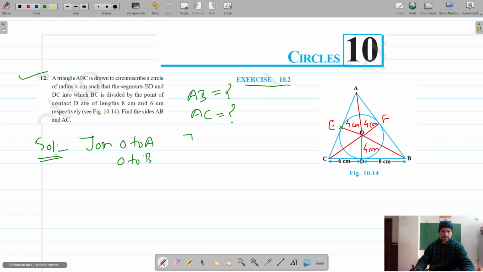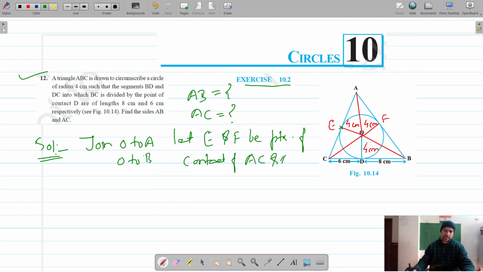So once again, we will join, or let me just write it down. Let E and F be points of contact of AC and AB sides of triangle. And after that, we can join O to E and O to F. So it's O to E and O to F.